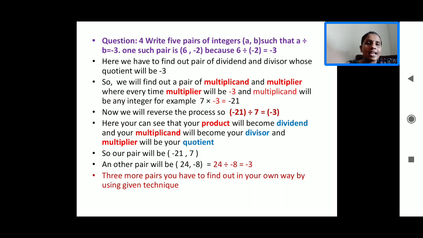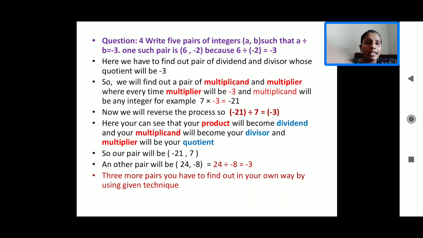Our first question is: write 5 pairs of integers a, b such that a divided by b is equal to -3. One such pair is 6, -2, because 6 divided by -2 is equal to -3. Now here a and b both are integers, and we have to find a pair of a and b where if we divide a by b, our answer will be -3 every time.